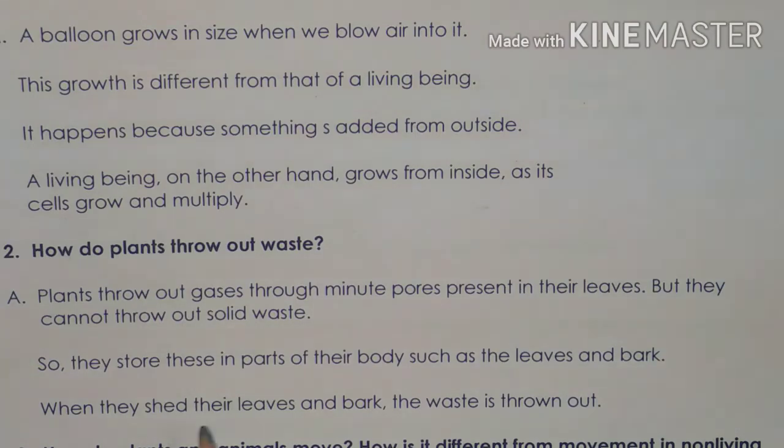So they store these in parts of their body such as the leaves and bark. So the solid wastes of plants are stored in their bark, the outer part of the stem. When they shed their leaves and bark, the waste is thrown out. So how do they get rid of their wastes? As they store their solid wastes in leaves and bark, when they grow old, the leaves and barks are shed. By that time, the waste is thrown out.